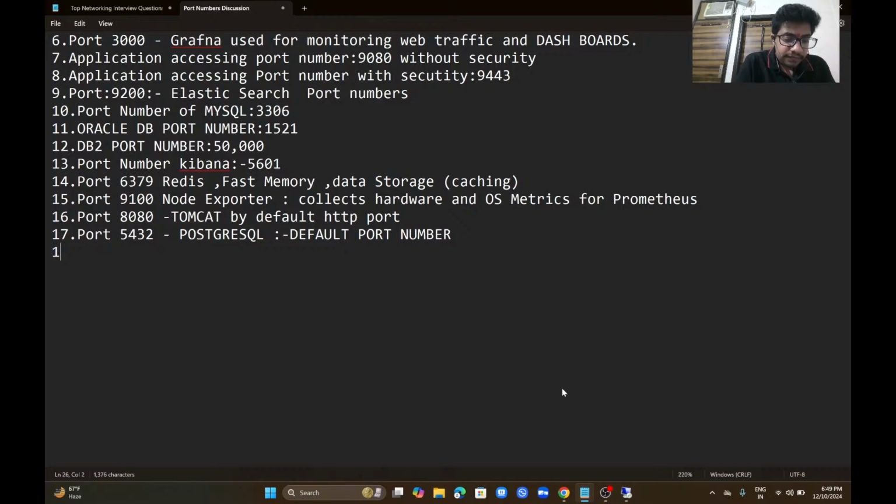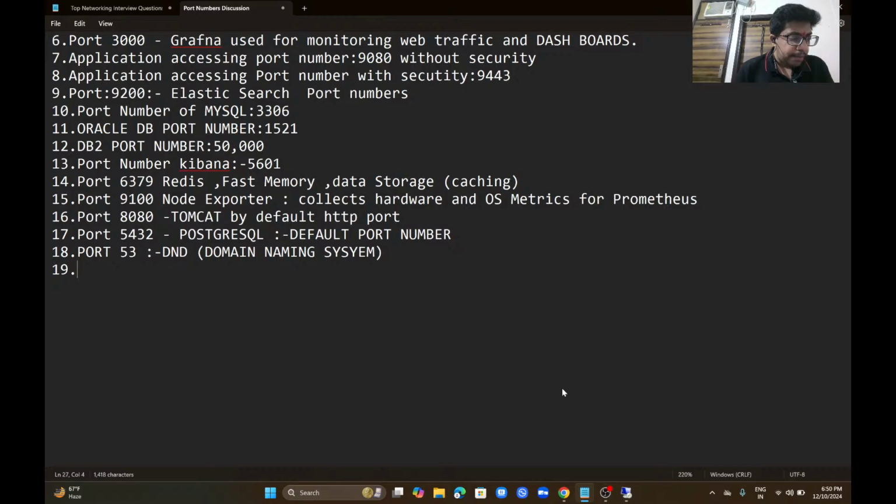And the 18th one, port 53. That is DNS, Domain Naming System. DNS port number.